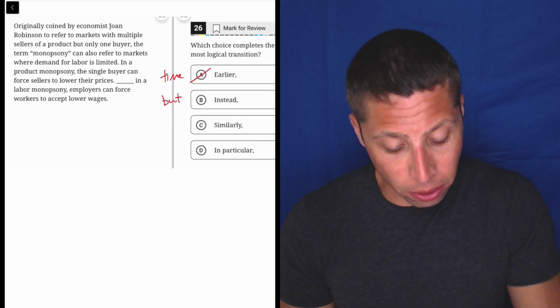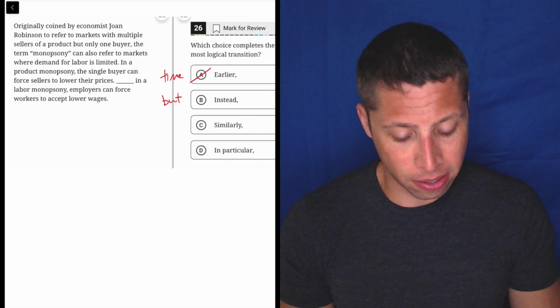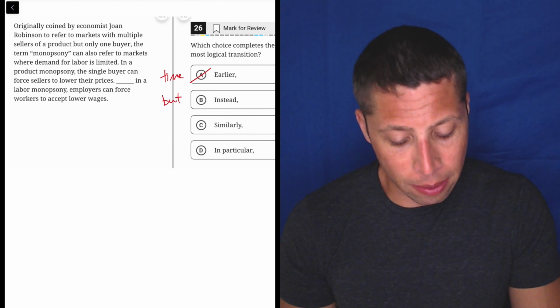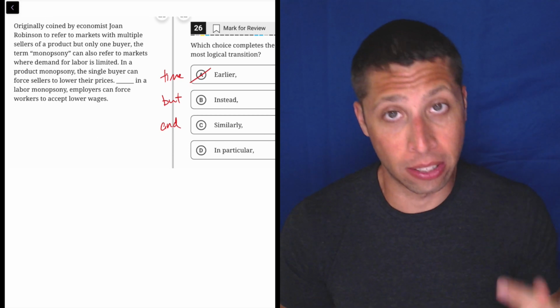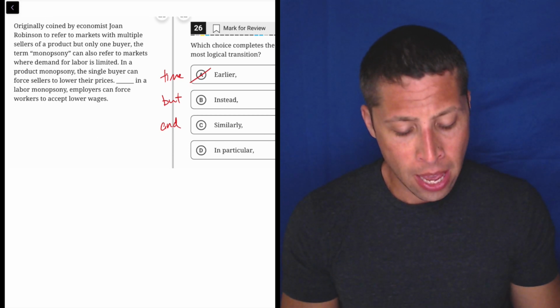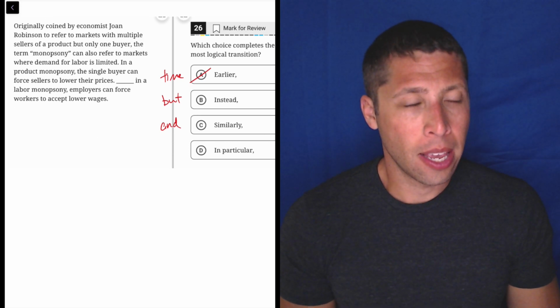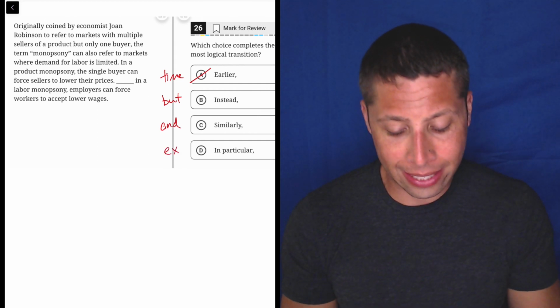Instead is a but word. So, well, maybe that makes sense. There might be a contrast. Similarly is kind of an and word, but it has that extra kind of like, oh, we're making a comparison. So it's a little bit more specific. And in particular, I would say is a word that we would use to talk about an example.